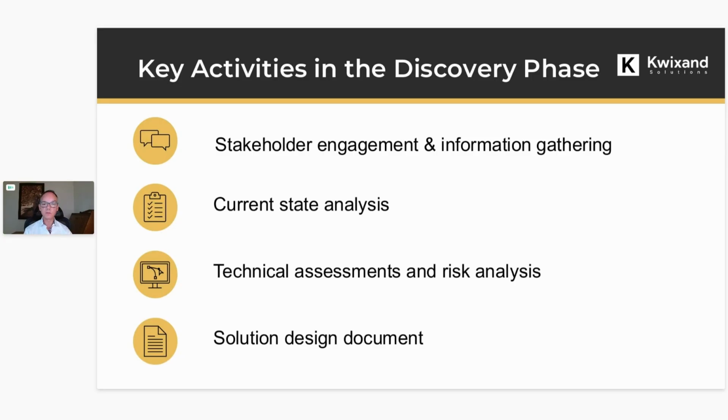Kwixand employs the SWOT methodology for assessing risks. What is SWOT? Strengths, weaknesses, opportunities, and threats. Strengths can be, what does the organization do well, specifically? Weaknesses, where are there areas for improvement based on the information we're gathering through the discovery sessions? Opportunities, so what new or existing technologies or partnerships can be leveraged? And then threats, what are the external pressures on the organization or constraints?